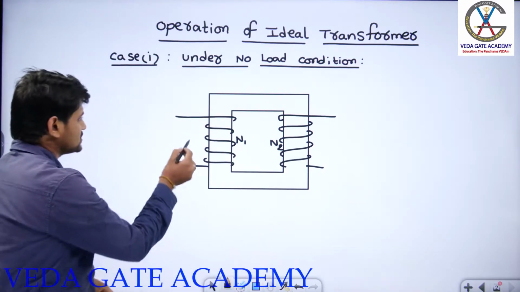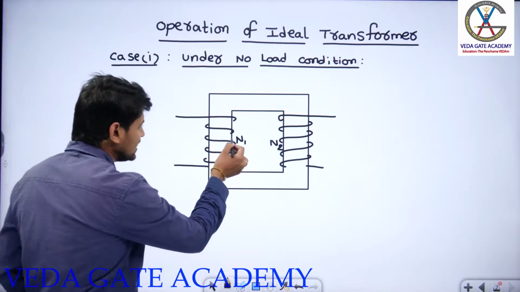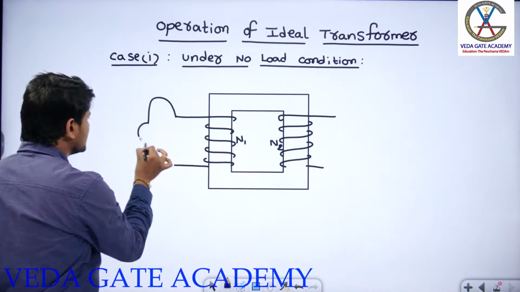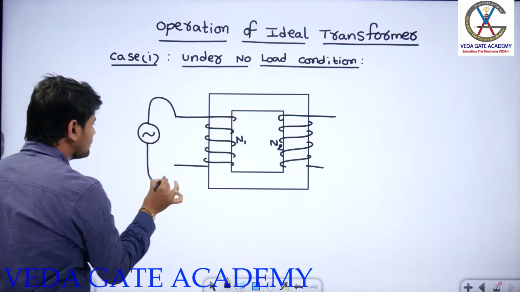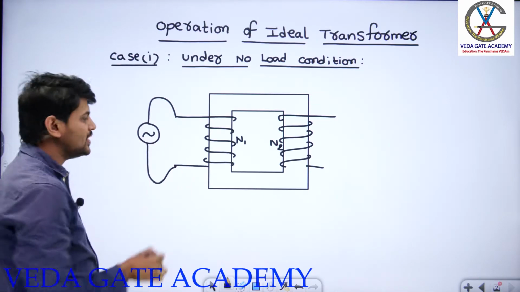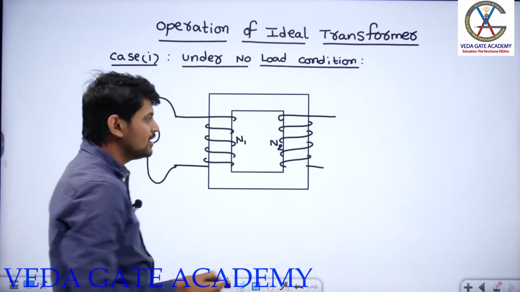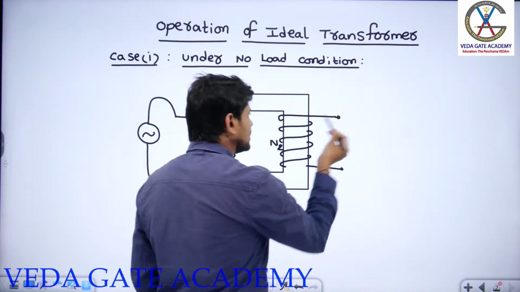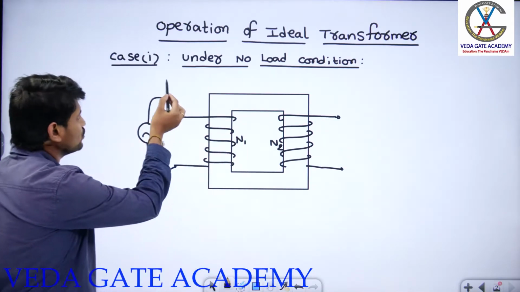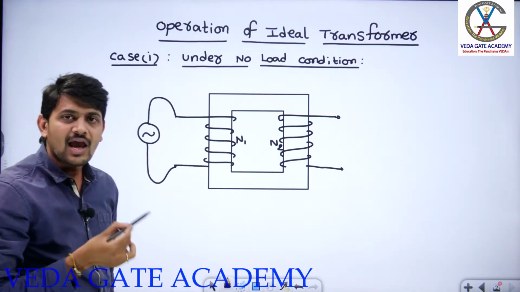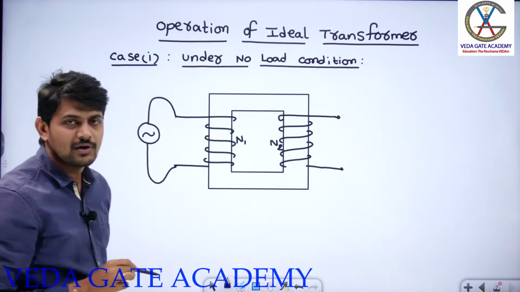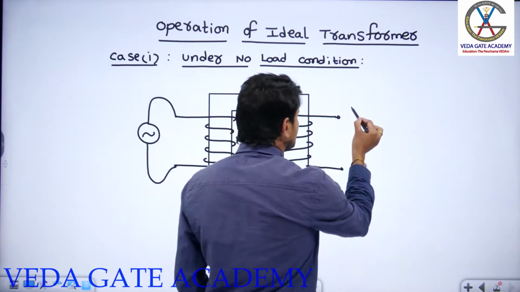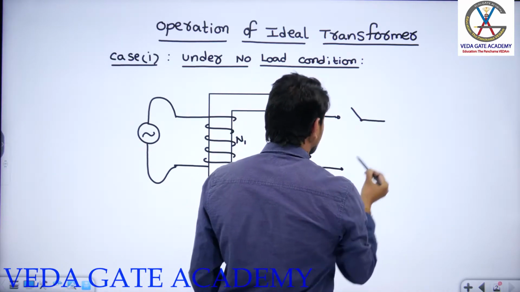So if this winding has n1 number of turns, and these n1 turns are connected to a source, then it is treated as the primary winding, whereas the other winding which is about to be connected to the load is the secondary. Here I have not shown the load, since this is case 1, where I discuss the operation of the transformer under no load condition. Let us assume there is a switch over here, and these are the terminals.